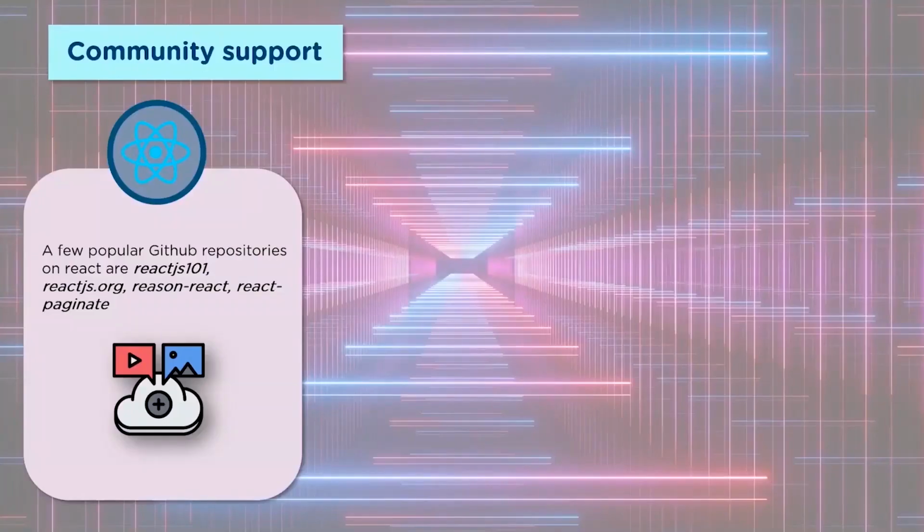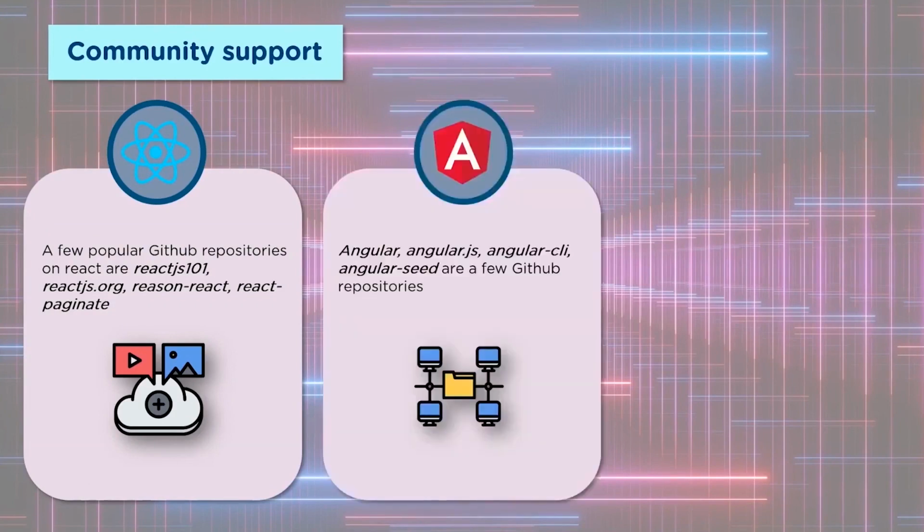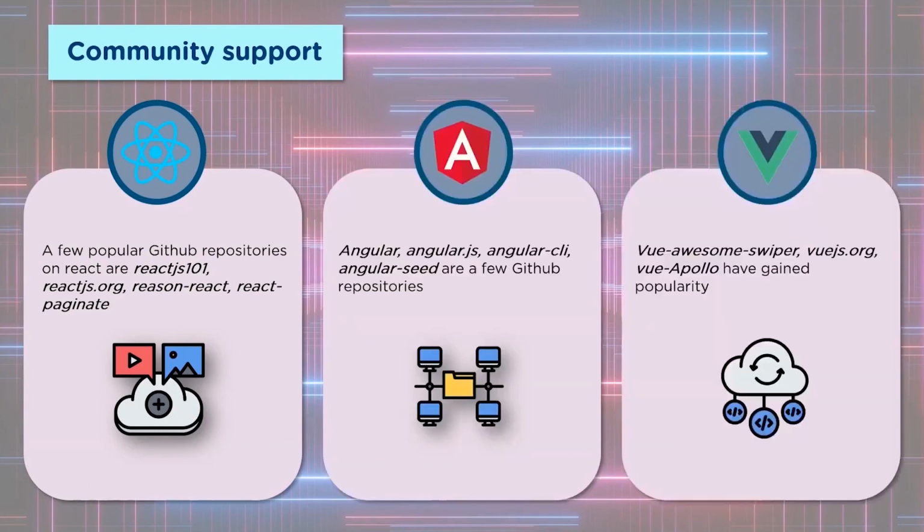There are a few popular GitHub repositories for React such as React.js 101, reactjs.org and so on. You can raise queries, solve a few and connect with the larger community that's working on React. Here are a few repositories for Angular. Vue also has a few popular repositories. You can commit, download third-party plugins and also explore these stacks even deeper. All of them surely have a very happening community.